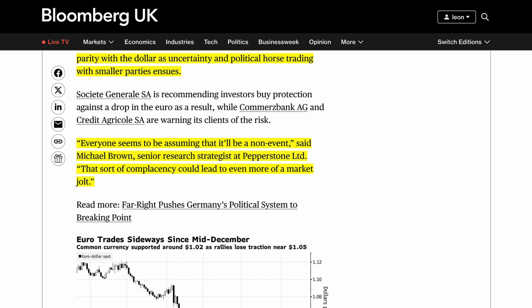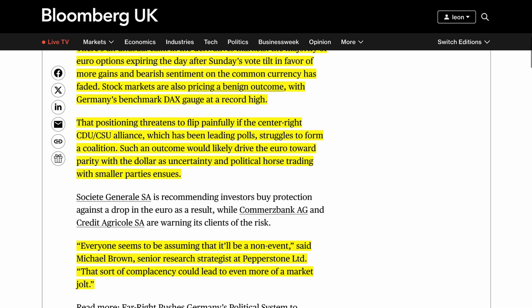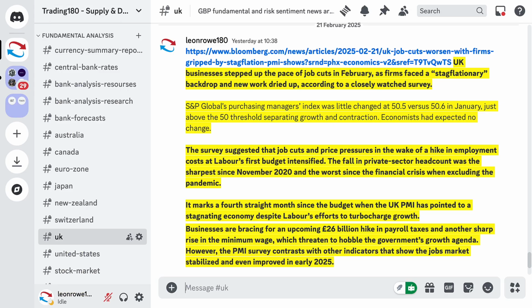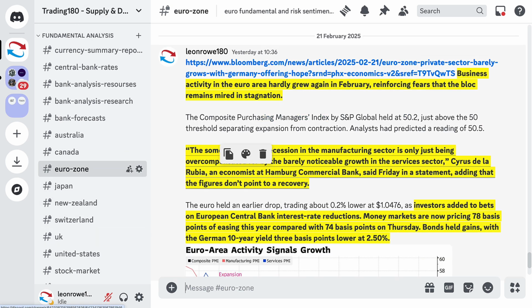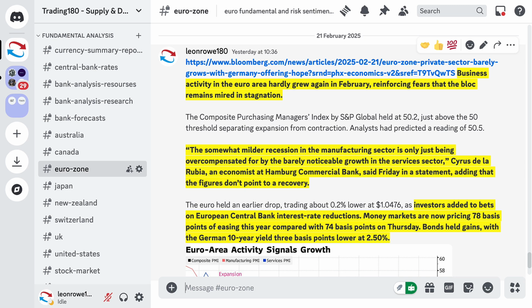So markets are complacent about the elections, which is surprising to be fair, but I do think that the euro is still more of a sell from a fundamental perspective. When we go to the euro channel as well, it says here that business activity in the euro zone hardly grew again in February, reinforcing fears that the bloc remains mired in stagnation.